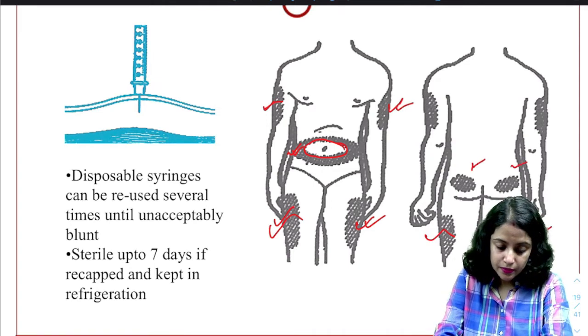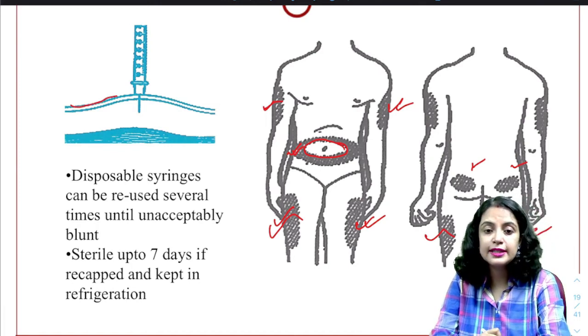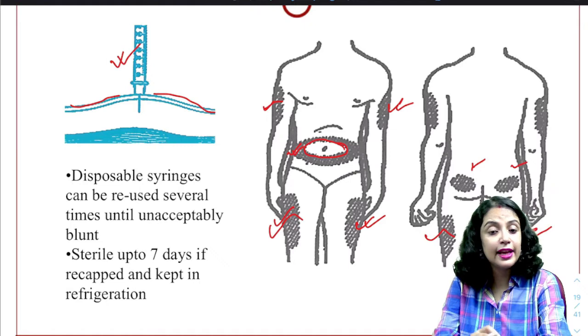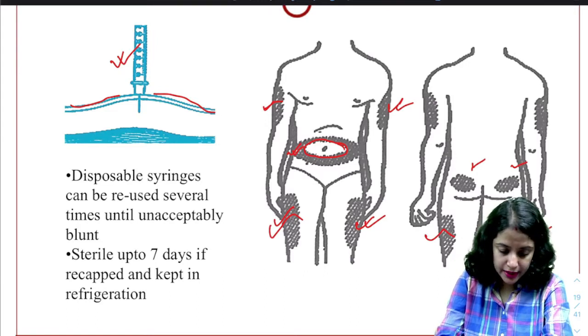Now the skin should be pinched in between index and thumb, and then the syringe should be inserted at a perpendicular angle, except in case of thin build and children, where it should be given at a 45-degree angle.